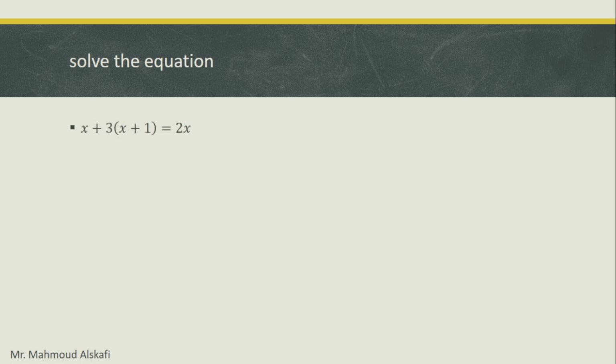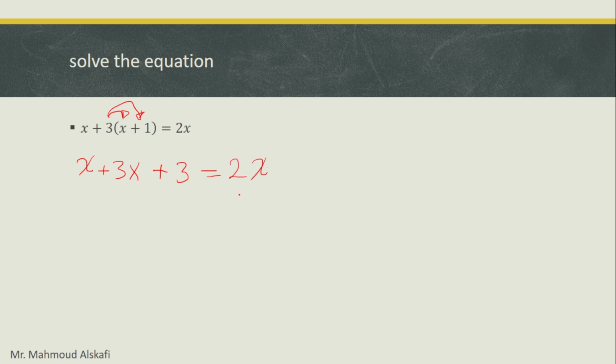Okay, now you need to know that if we have brackets, we should expand first. First, we should expand. After that, we need to solve the equation. So here we have expansion. We should multiply 3 by both terms, so x plus 3 times x equals 3x, plus 3 times 1 is equal to 3. All of these terms equal 2x.